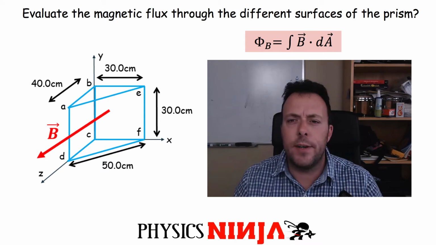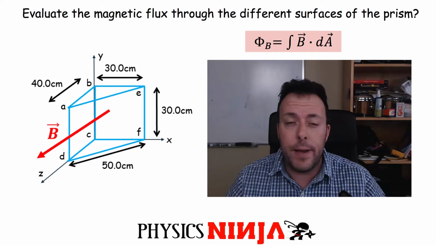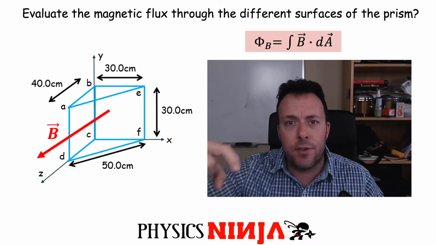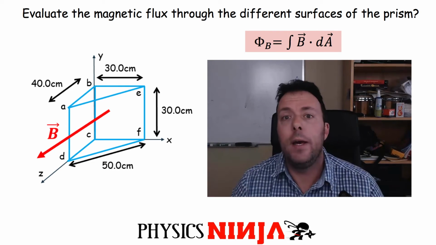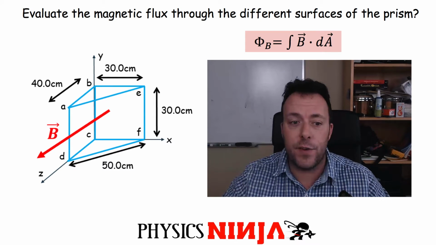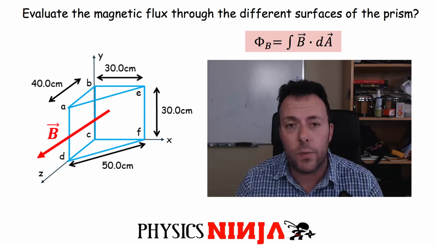Today we're going to do a very quick, simple video on how to calculate the magnetic flux through a prism. What I have here is a prism that has various lengths, 30, 40, and 50 centimeters along the diagonal. I'm going to place this prism in a constant magnetic field. The field is pointing along the Z direction that I've defined this way.